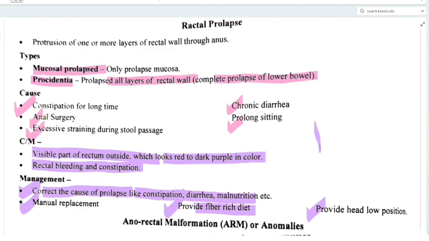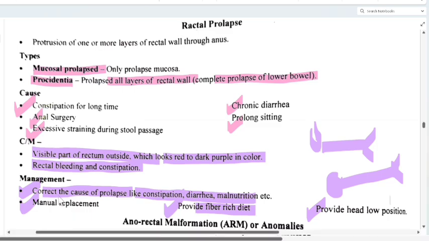ठीक है. मान लो head part and patient is lying like that. Now we'll put the patient's head down and legs up like this position, right? Hope it is clear.